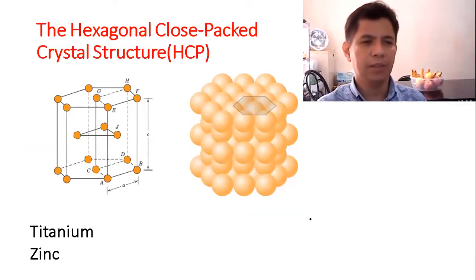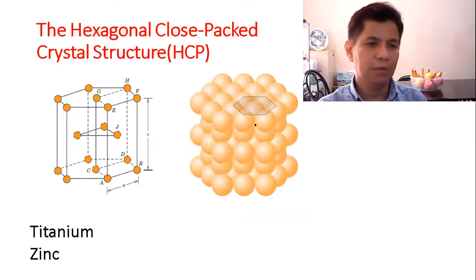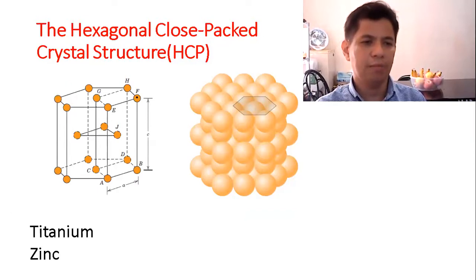Okay, and then the last one is the hexagonal close-packed crystal structure. So as you can see, sabi ko naman sa inyo, yung hexagon, 6 na side na polygon. So meron tayong 6 na atoms, tapos napapalibutan niya yung isang atom. So that's why this is hexagonal close-packed crystal structure. Tapos dito sa second layer, 3 na lang. Tapos hexagon na naman dito sa ilalim. Ano? So example nito ay titanium at saka zinc.